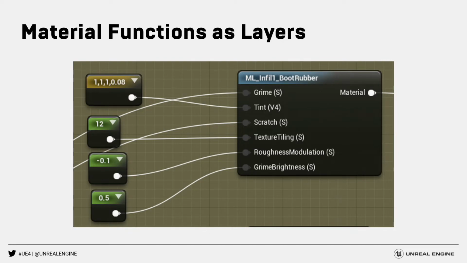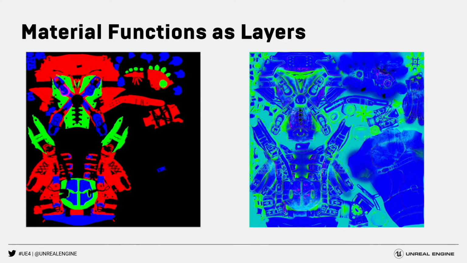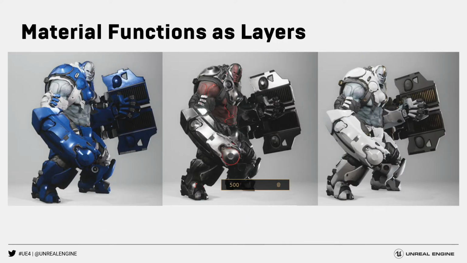And what we're actually doing into each one is we're reading in an ID mask which says red is metal or blue is rubber or whatever else. And then this mask over here says where the scratches are, where the grime is, and where the ambient occlusion is.